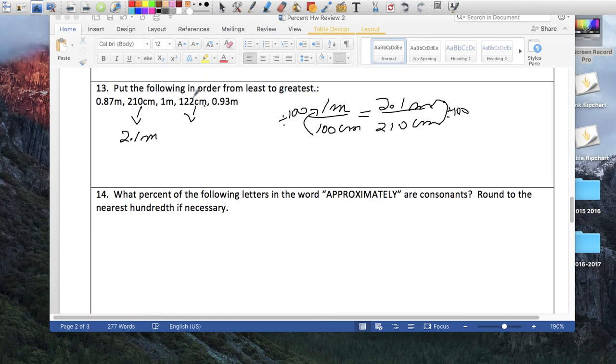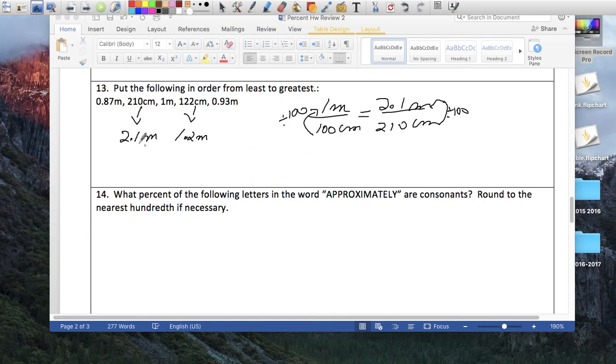All right, and then 122 centimeters, you're going to do the same thing, and again, you're going to divide by 100. So 122 centimeters is going to eventually become 1.2 meters. Now that everybody is on the same unit, meters, meters, meters, meters, we can order this from least to greatest.